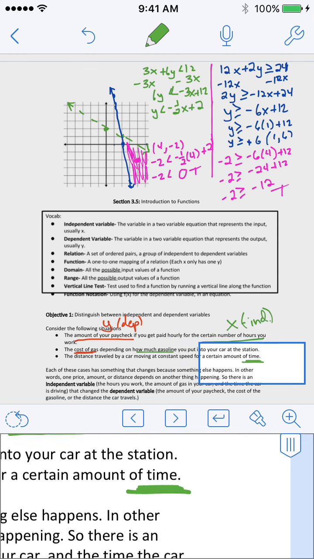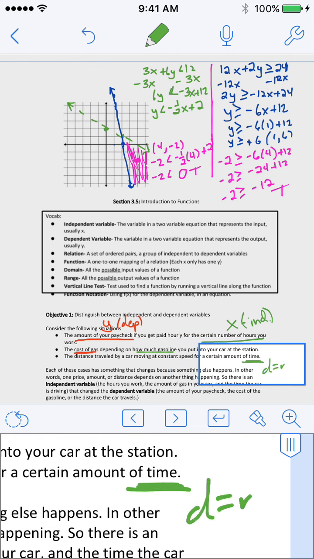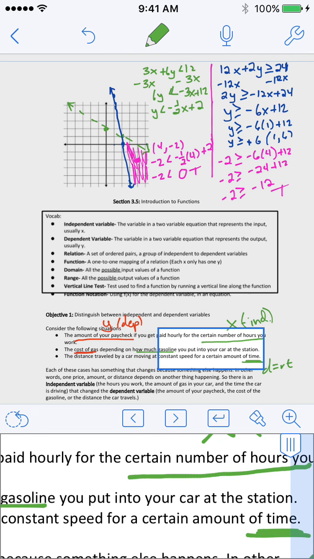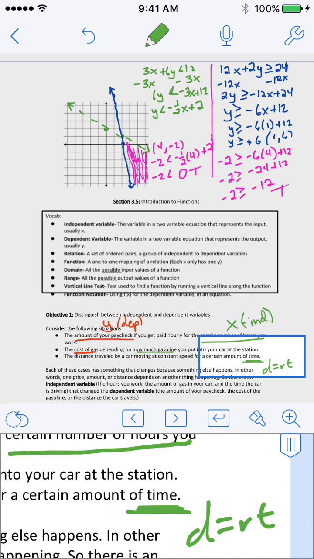We're thinking of that equation d equals rt here. And so r would be our m, our slope, right? Our speed would be our slope. But the time would be the independent variable. So you could even label it t if you wanted to. But here, time would be our x. Time would be our x.